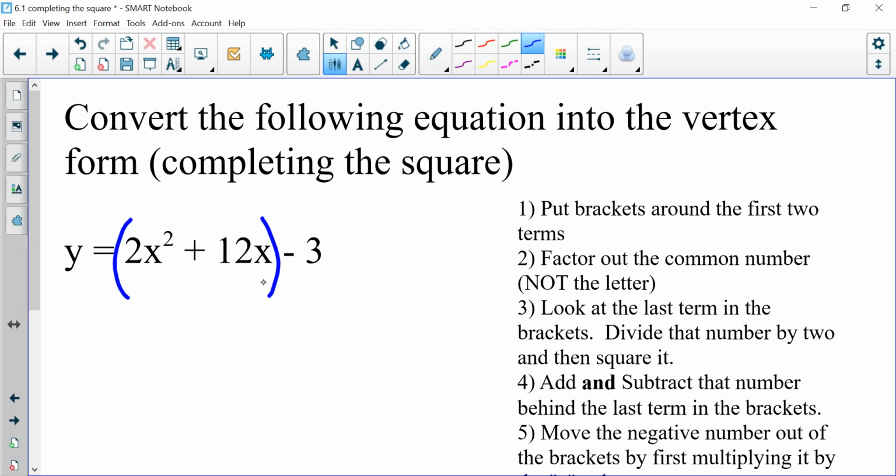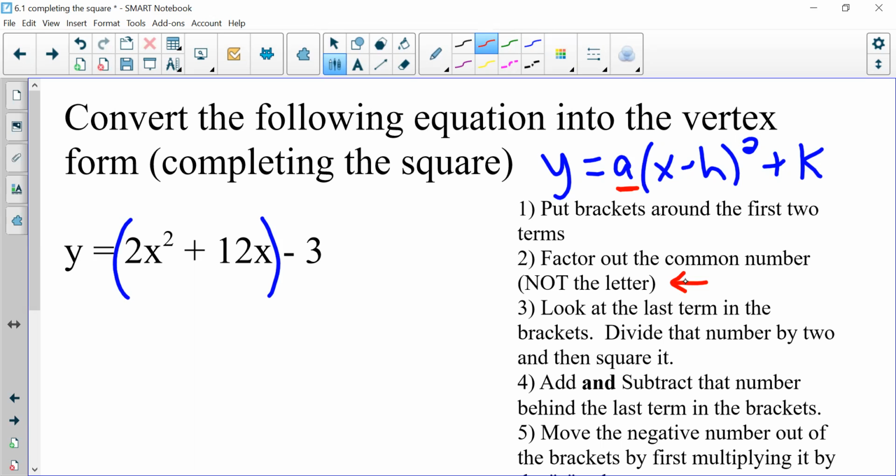And as you can see, already it starts to look a little bit more like vertex form. Vertex form has brackets in it like that. So just by putting those brackets there, you can see it's starting to look a little bit like that. And then you can see the next difference is that we need to pull the a value out. We need to know if it's opening up or down, stretched or compressed. So step number 2 here is factor out the common number, but not the common letter. So it's partial common factoring.